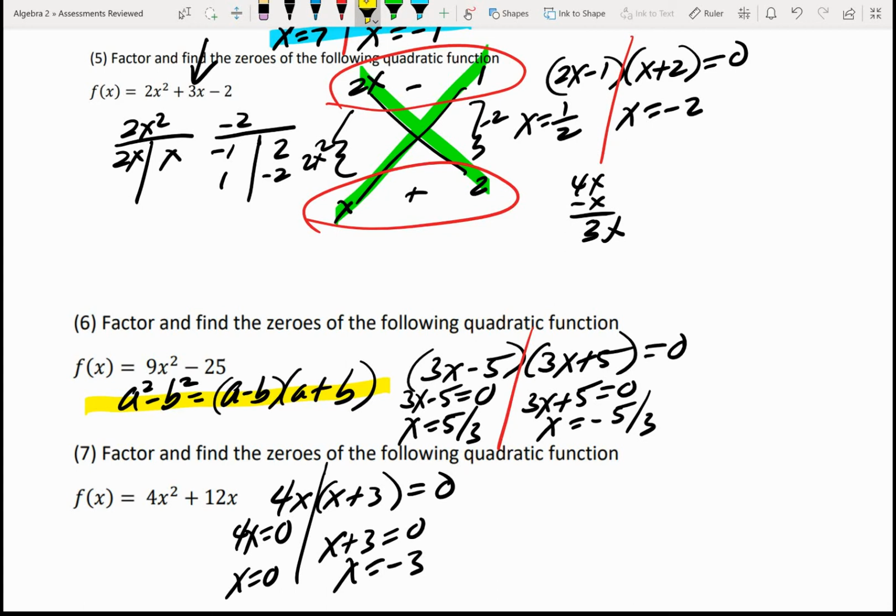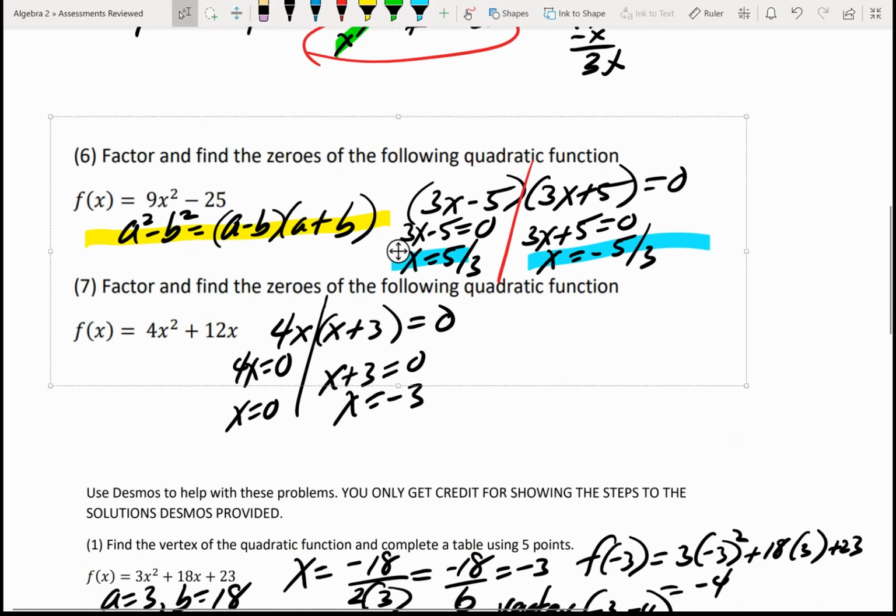You set them equal to 0. So 3x minus 5 equals 0, x is equal to 5/3. And then 3x plus 5 equals 0, x is equal to -5/3. So I tell you, this thing never wants to work right. All right, so there, my zeros.